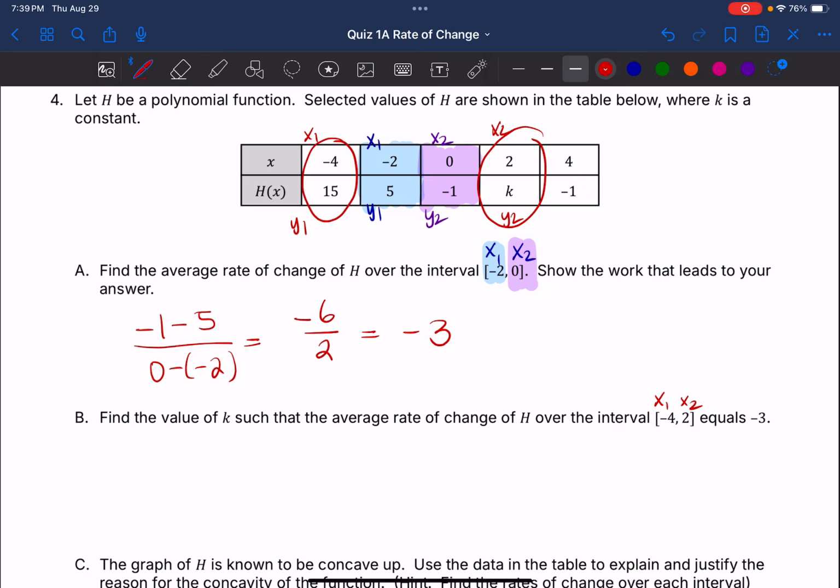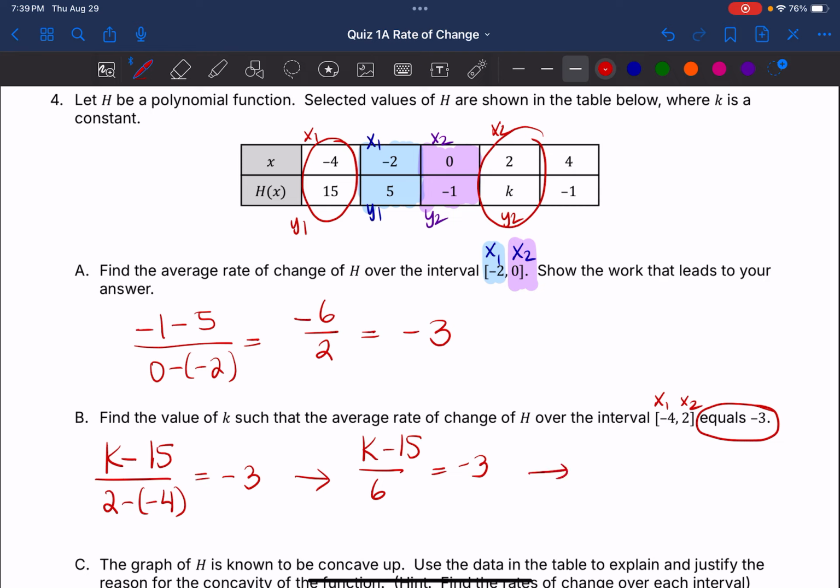So if I were to actually set this up, like trying to find the rate of change between those 2 points, I would have k minus 15 over 2 minus -4. That's normally how you find rate of change. And then they tell us at the end it equals -3. So we're setting that equal to -3. Okay, so the next step would be to simplify as much as you can. So at the bottom, that turns into a 6.